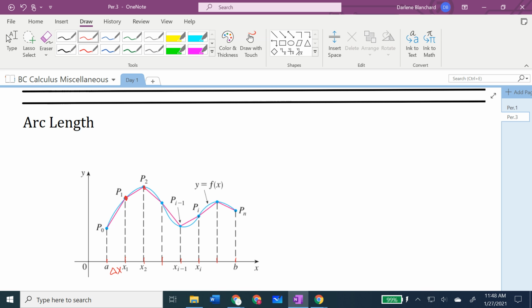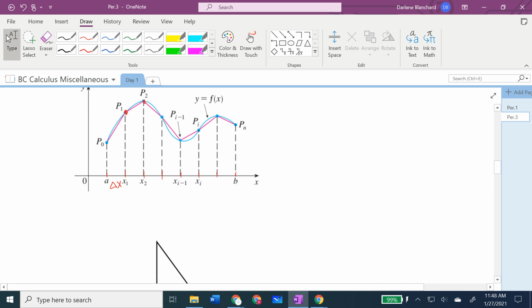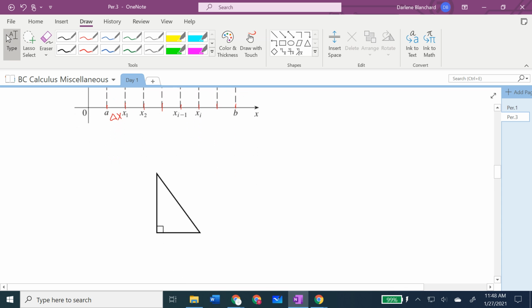So, yay, Pythagorean theorem. So I've got a right triangle waiting for us. Now, in calculus, we often use the letter S for arc length or for distance. So I'm going to make the hypotenuse be represented by the letter S. Then the horizontal distance is delta x. The vertical distance is delta y. And Pythagorean theorem.